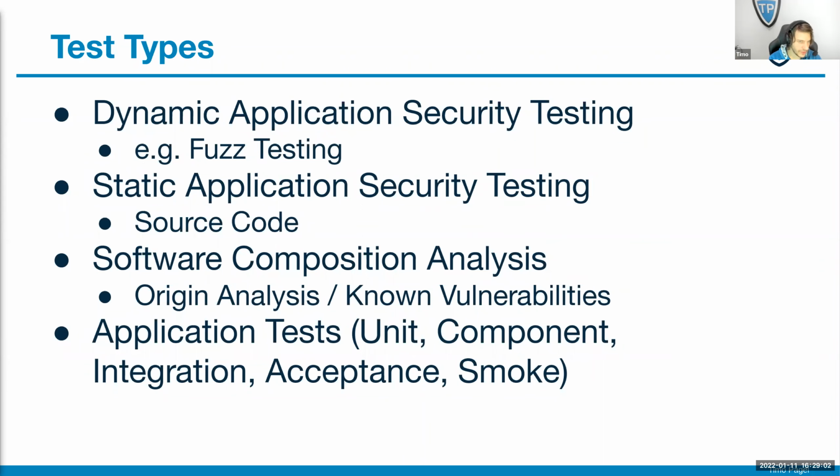Then we have software composition analysis. So you perform an origin analysis to identify known vulnerabilities in the different dependencies you include, mainly open source projects. And then in addition, you have the application tests which you write by yourself. So you write, for example, unit tests, component integration, acceptance, and or smoke tests, which are mostly written by yourself.